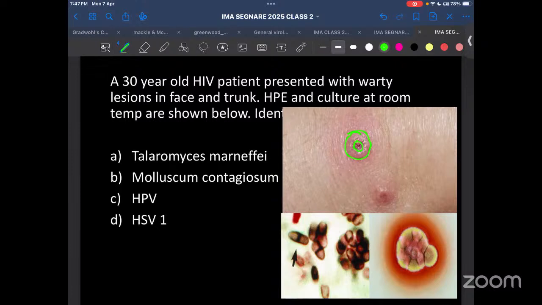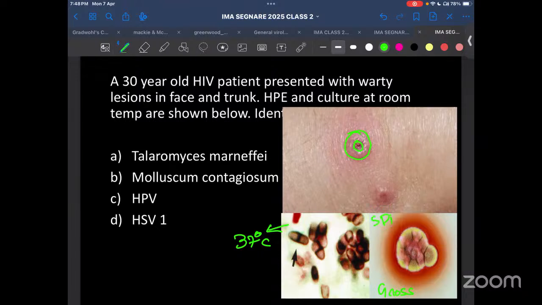So you may go for molluscum contagiosum here, because molluscum contagiosum is the most common organism causing this umbilicated lesion. But remember, it is not only molluscum contagiosum that can cause umbilicated lesions. Many other organisms can also cause umbilicated lesions. Now we have a histopathological examination, which means from the tissue.